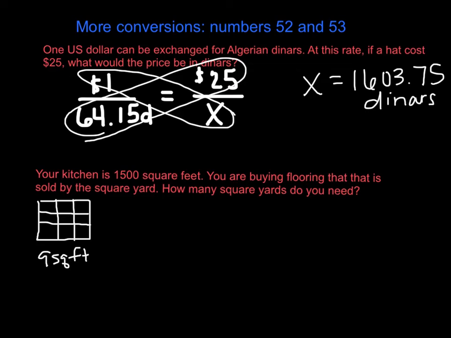All right, so it says that your kitchen is 1,500 square feet. You are buying flooring that is sold by the square yard.